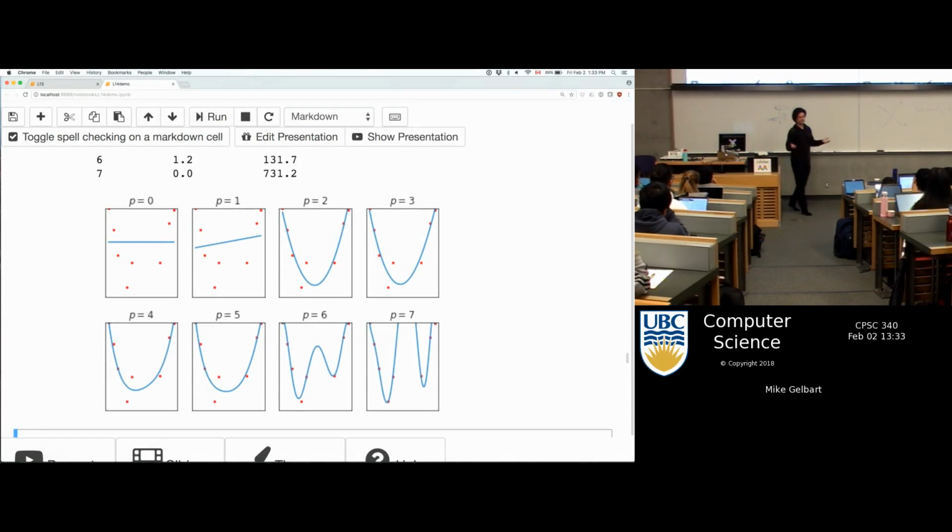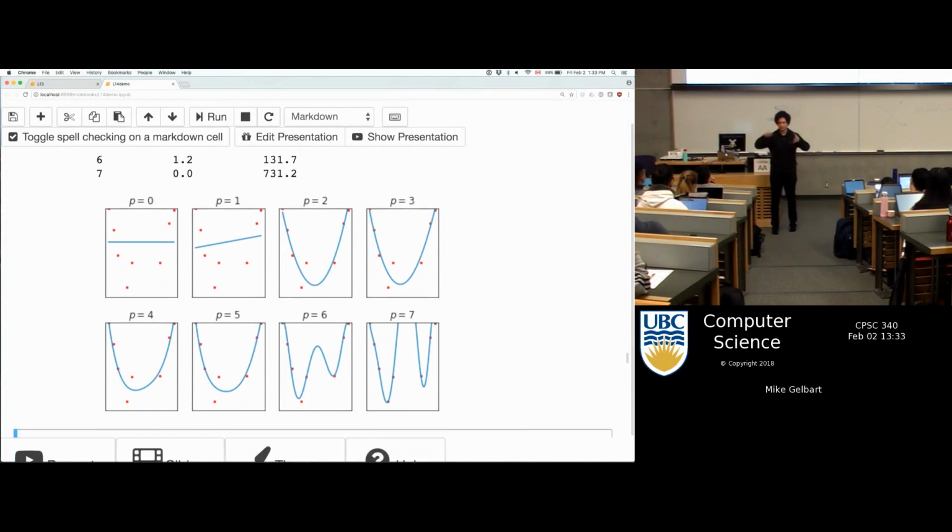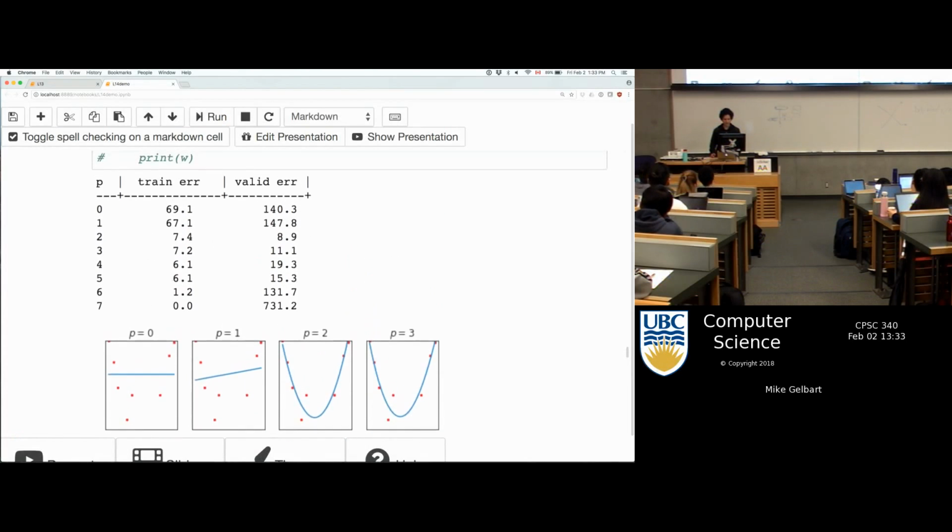So you may have seen something like this before, but okay, p equals 0 is just 0, p equals 1 is a line, 2 is a parabola, 3 is cubic, etc., etc. But the punchline here is that by the time I get to 7, crazy stuff is happening. And again, if you're taking 303 or some other course, you've experienced this. But we can really see it in the validation error.